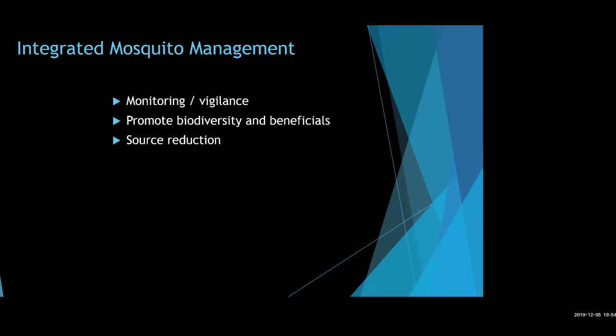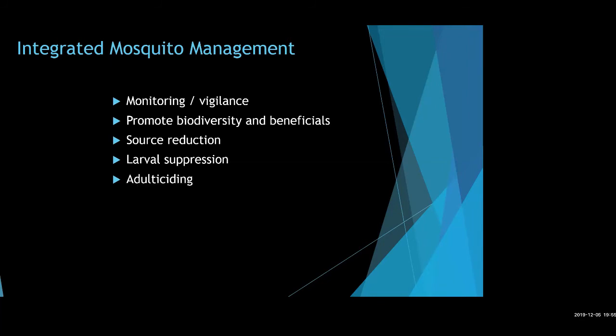Source reduction is an easy one to remember. The less water, the less mosquitoes. Then larval suppression, in the areas where we can't suppress them manually, where we can't tip out those plant saucers or drain those pools. Perhaps we can suppress the larvae that we otherwise can't deal with. And larval suppression in an IMM program does not necessarily mean just mechanical removal. It can take the form of a larvicide or even microbials.